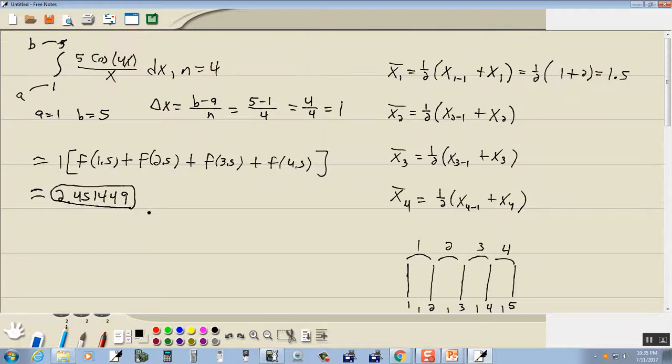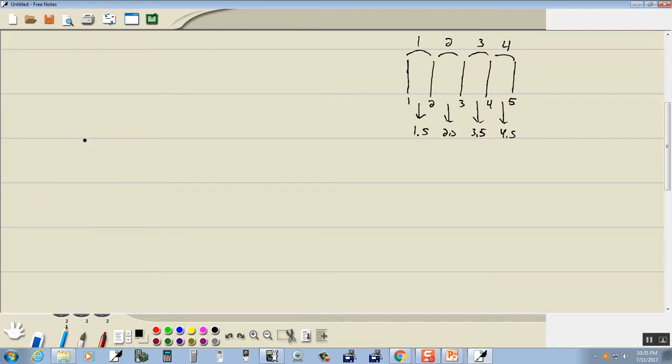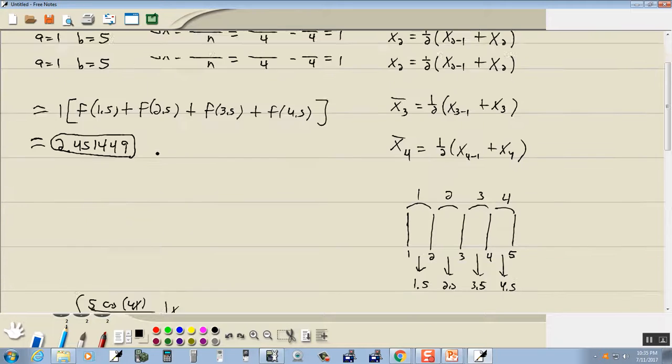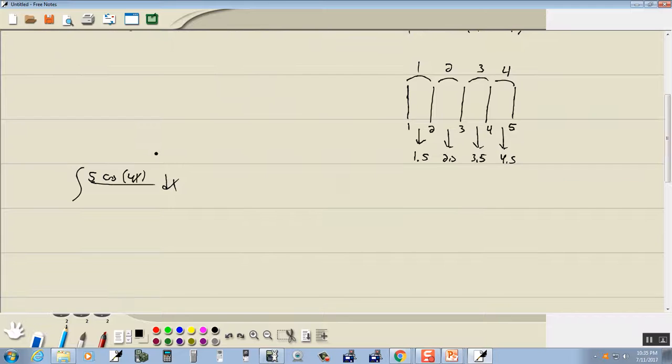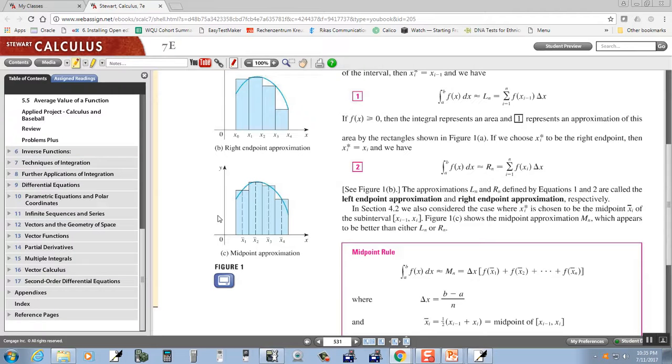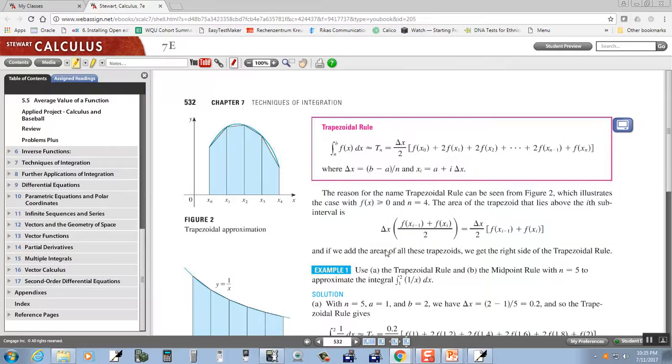Let's take a look at the next rule, the integral of 5 cosine 4x dx, with n equal to 4. Now come over to the trapezoid rule. Now here's our x0 and x4, so it'd be kind of the same setup. You have to know what those represent.